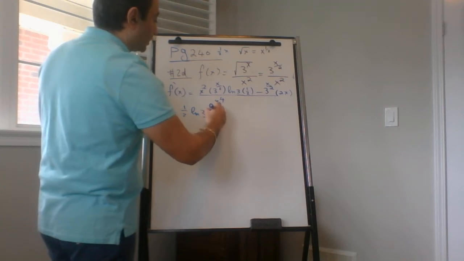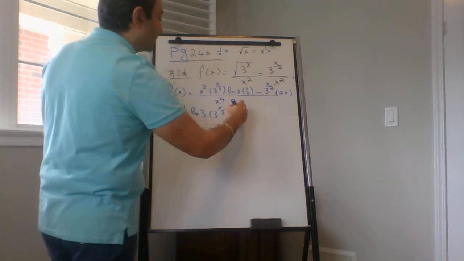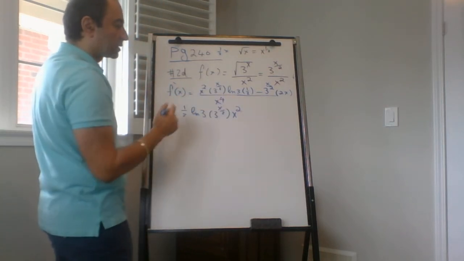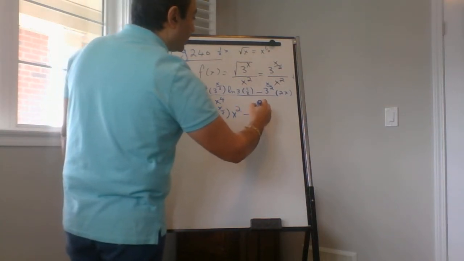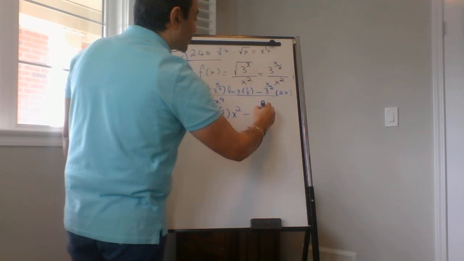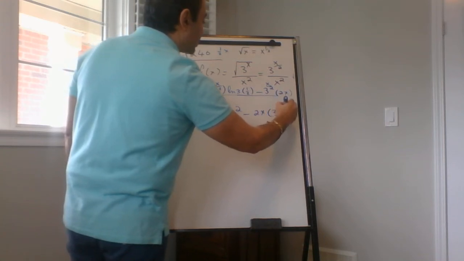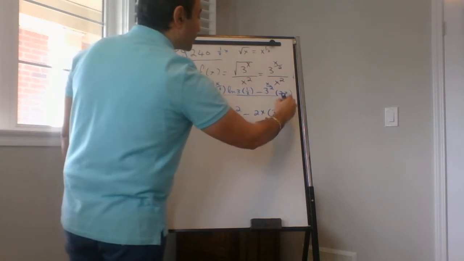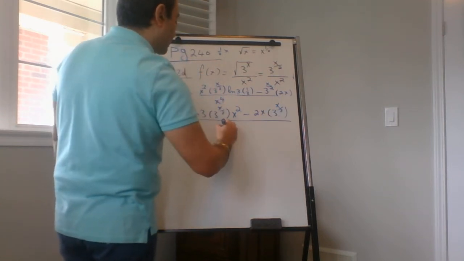We can write 3 to the power of x over 2 times x squared. It doesn't matter. Those are multiplied together, so it doesn't matter which one to write first. Minus 2x times 3 to the power of x over 2. Yeah, we can write it this way too. Over x to the power of 4.